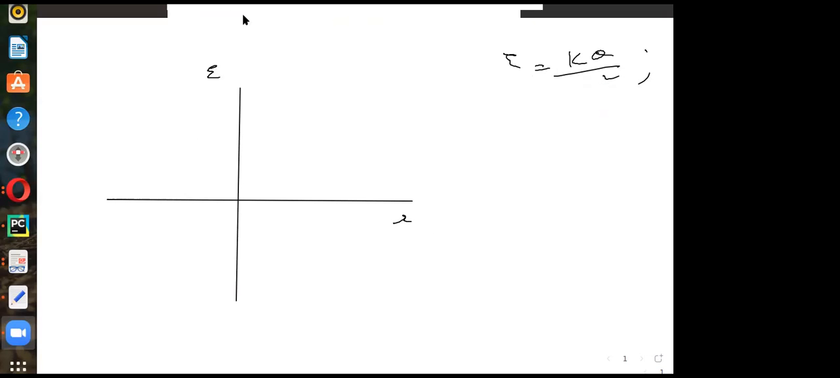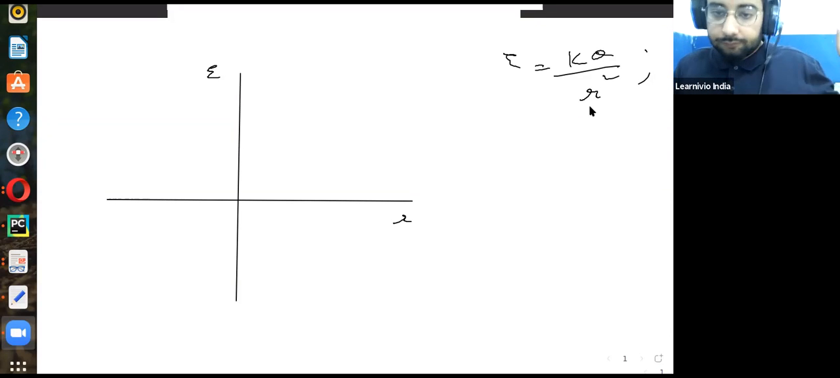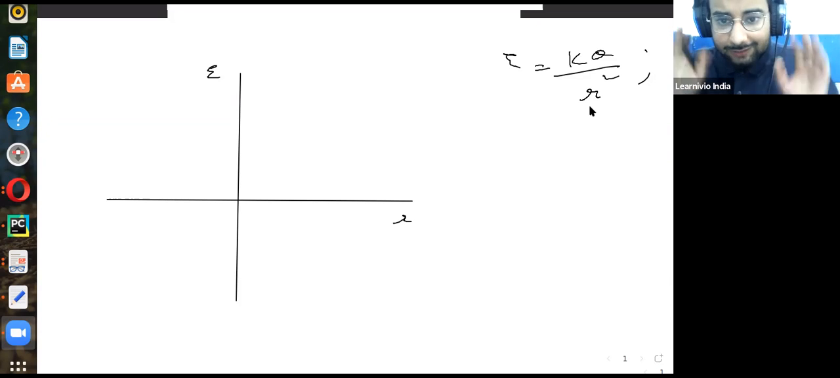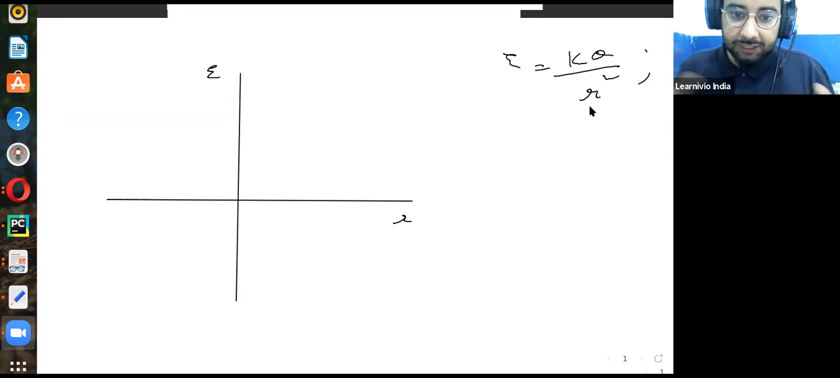How does it look like? Sir, a single curve. Yeah, it will. Well, you will actually have two curves. But let's just talk about the first quadrant right now. Let's not complicate our situation even further. Let's talk about the first quadrant.